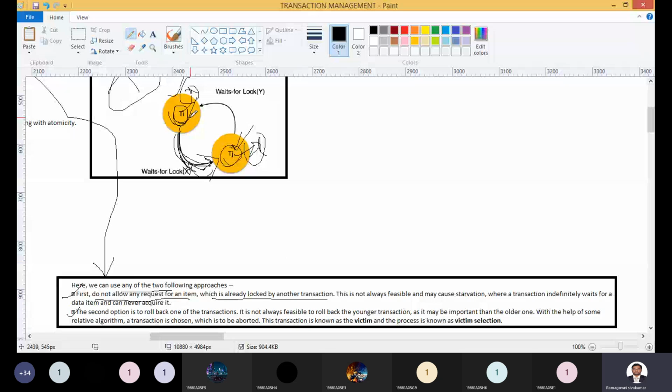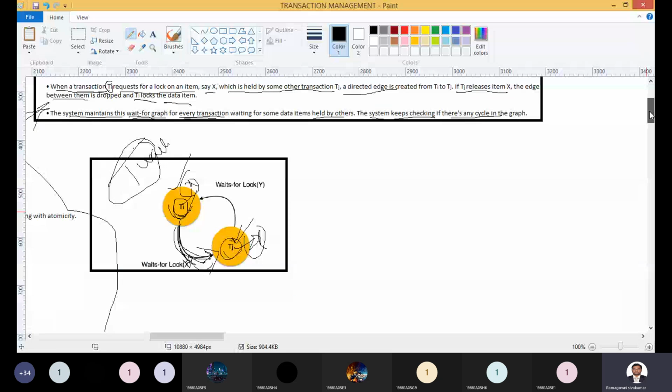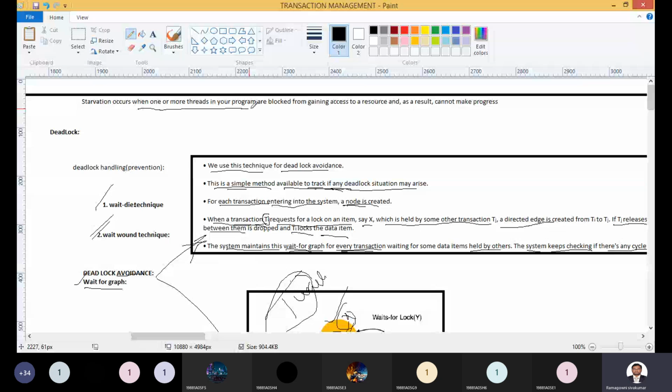This is not always feasible and may cause starvation. Starvation means what? I already explained deadlock and starvation. Starvation occurs when one or more threads in your program are blocked from gaining access to a resource.